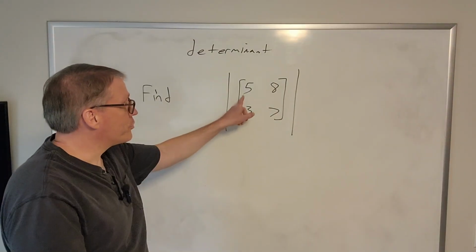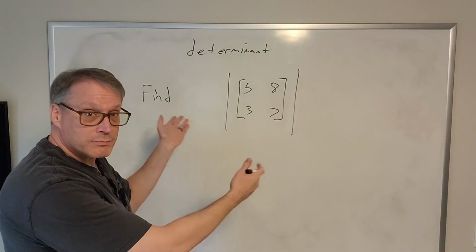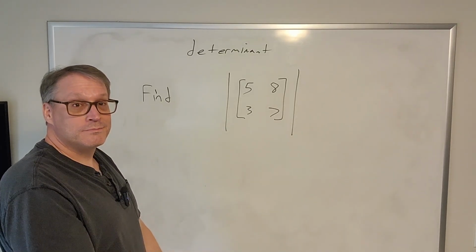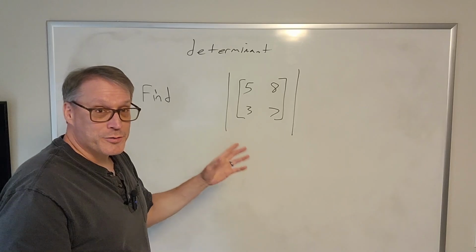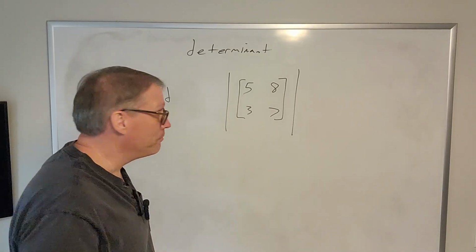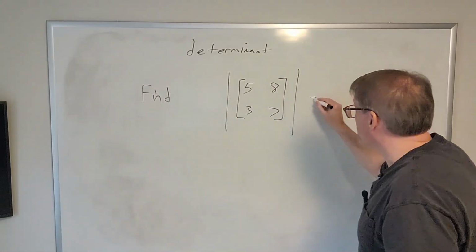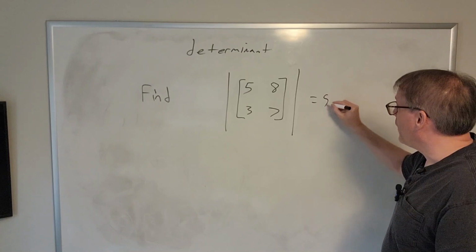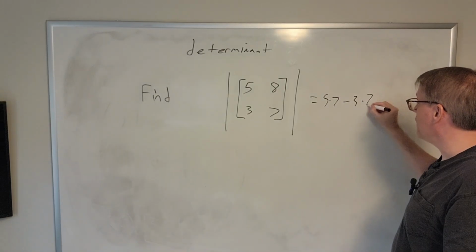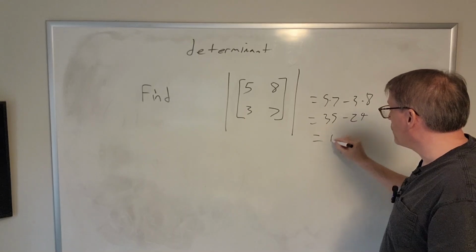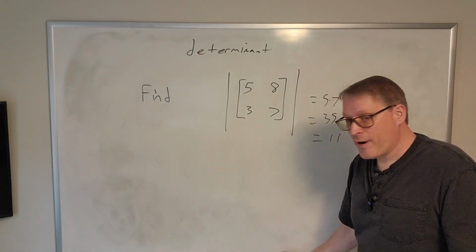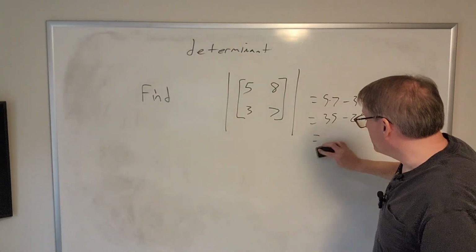Let's do one more, shall we? All right, for this one, the matrix is 5, 8, 3, 7. Go ahead. Remember, the absolute value signs are shorthand for determinant. So this is just the determinant of this matrix. So this is going to equal 5 times 7 minus 3 times 8, which equals 35 minus 24, which equals 11.